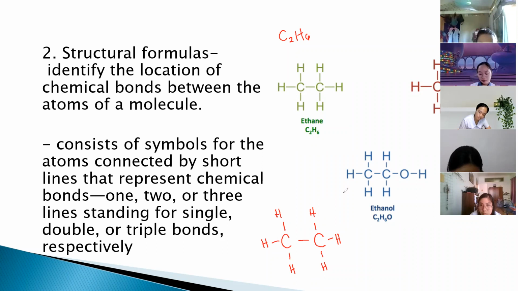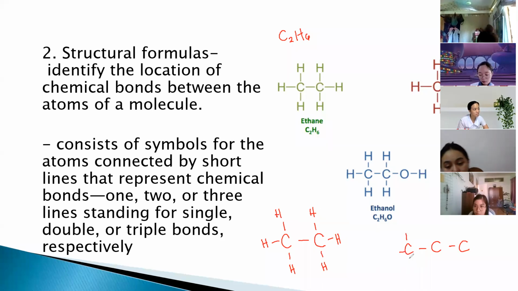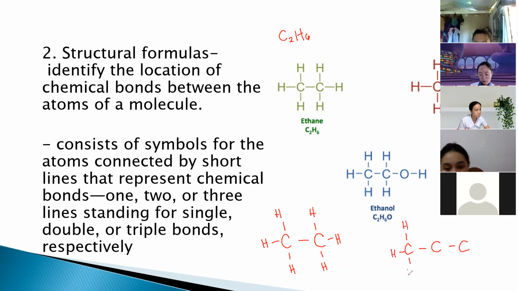Just like propane, which is C3H8. This is the molecular formula. If I ask you to make the structural formula of propane, you start with the carbon-to-carbon bonds. All of them are connected, and the hydrogen will be distributed to the remaining bonds. Remember, carbon has 4. For this carbon here, the remaining bonds are 3. 3 to make 4: 1, 2, 3, 4. So for those 3, you just add hydrogen.